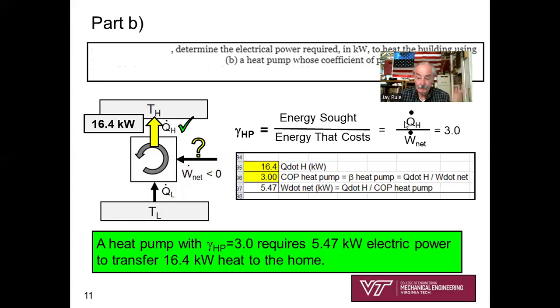I remember right from my head, energy sought over the energy that costs. Well, that's Q̇H. That's what I'm seeking. Ẇnet, that's what I've got to pay for. Q̇H is known. Here is the math. Ẇnet is going to be 1/3 of Q̇H, and so it's 5.47 kilowatts is the power needed. I've written this out in a nice sentence for part B. A heat pump with a coefficient of performance gamma of 3 requires 5.47 kilowatts of electric power to transfer 16.4 kilowatts of heat into the home.